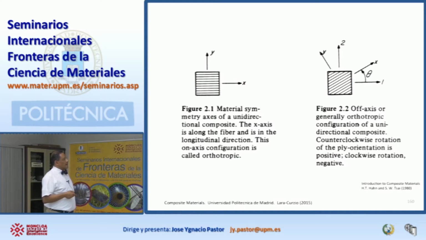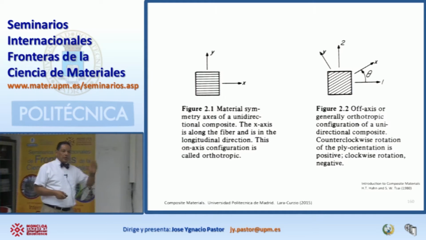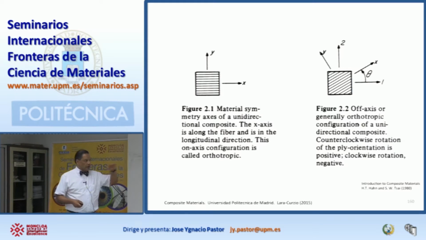And in this case, just to simplify the analysis, X always corresponds to the direction of the fibers. Y corresponds to the direction normal to the fibers. And then we're going to introduce another coordinate system. It's going to be the 1-2 system. And this 1-2 system is going to be oriented at an angle theta with respect to the orientation of the fibers.